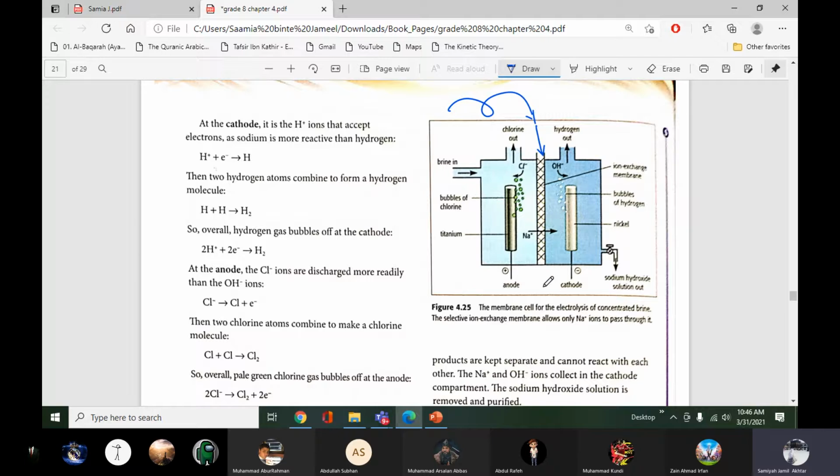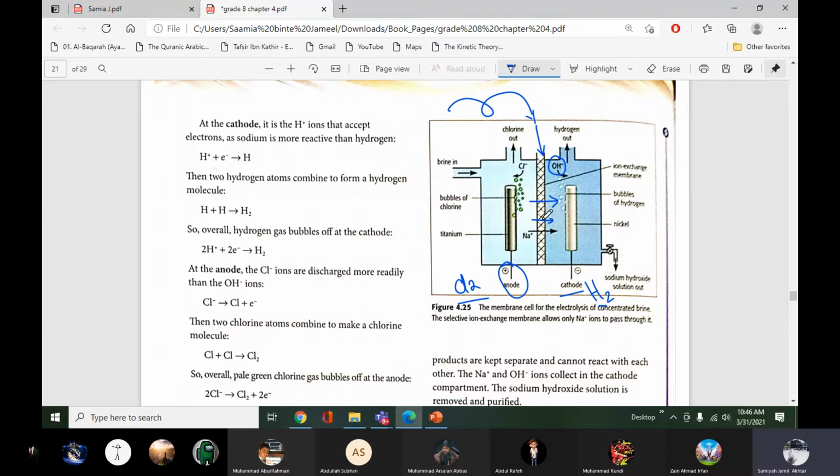So at the anode, we get chlorine gas, and at the cathode, we will get hydrogen gas. When we do the electrolysis of concentrated sodium chloride solution, we get chlorine gas at the anode and hydrogen gas at the cathode. The Na sodium ions present on the other side will pass through that membrane, go to the other side and react with this OH to form sodium hydroxide solution.